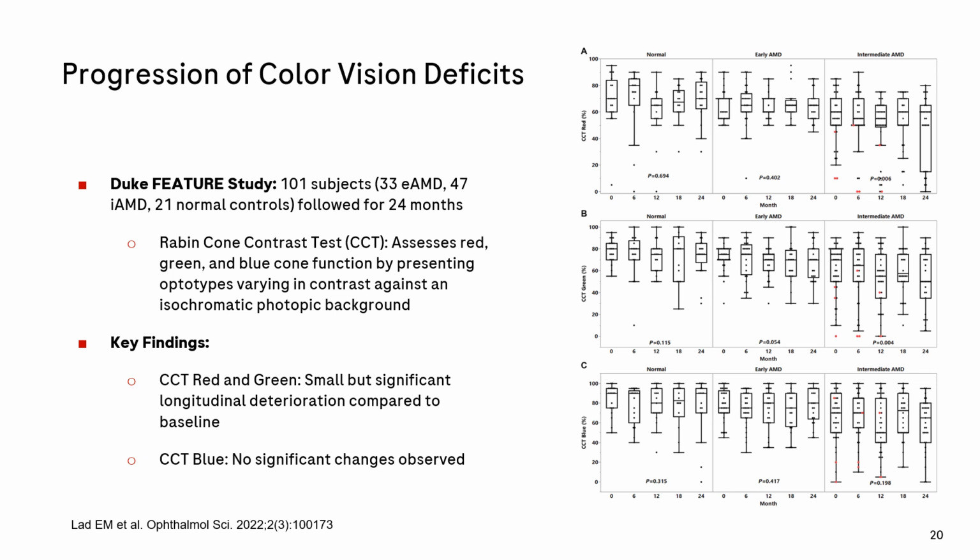There was only significant change over time in intermediate AMD eyes for the red and green cone contrast test, but not for the blue cone contrast test. And that's, by the way, directly contradicting the majority of the previous literature, which again shows how complicated color vision is and that there is so far no clear consensus regarding the data.